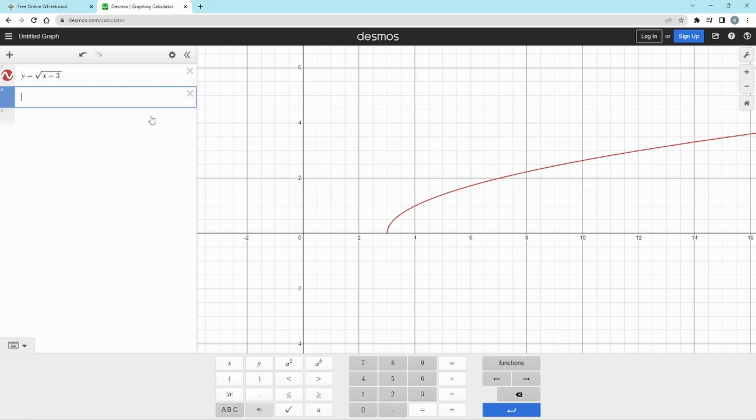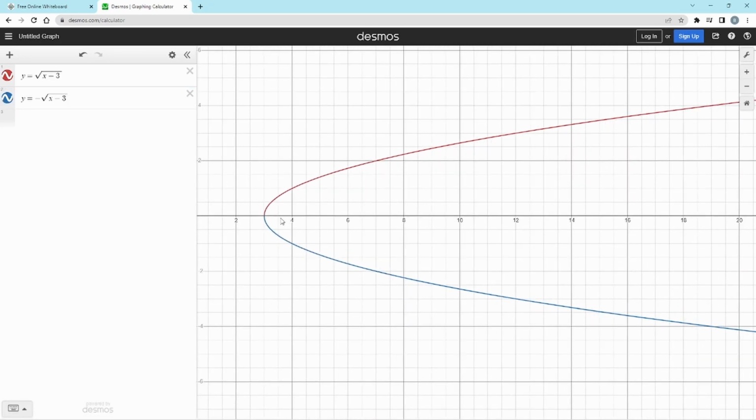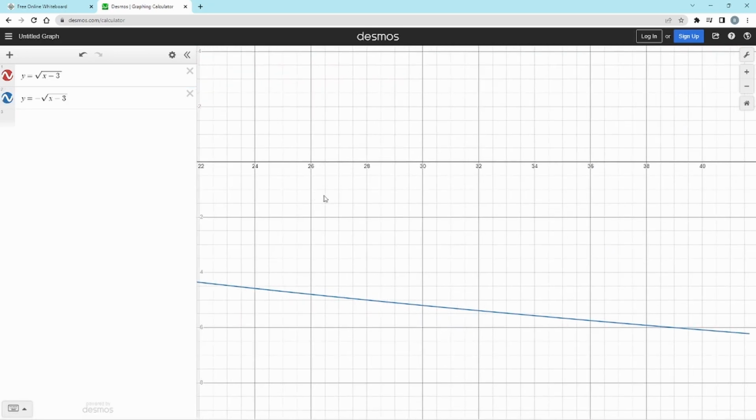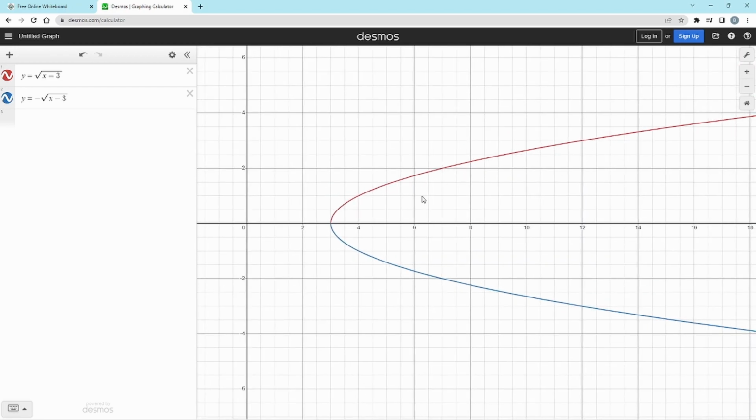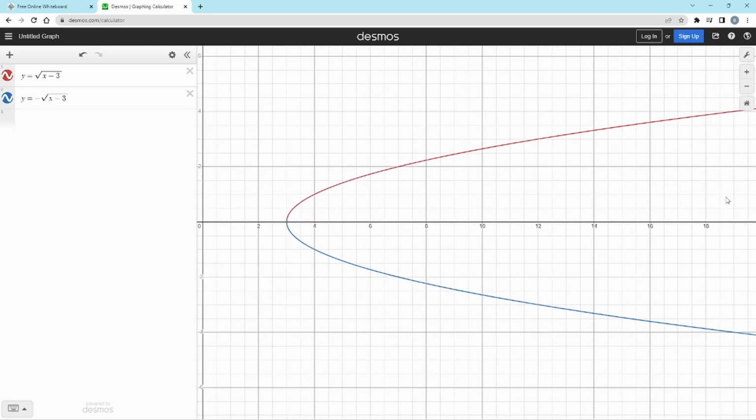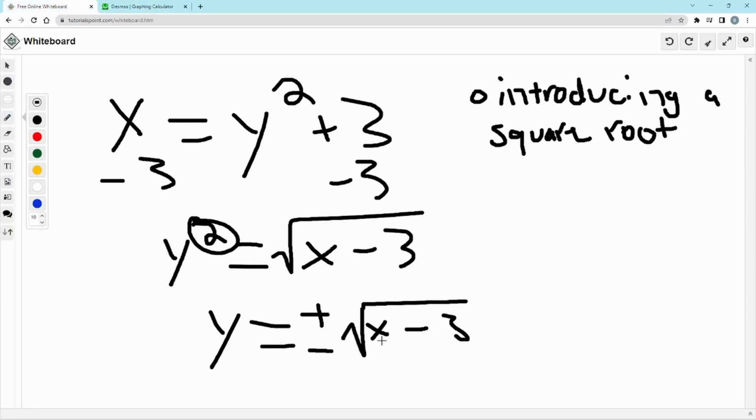And then over here we have y equals negative square root of x minus 3. Now that's just the inverse of this equation, so it's exactly the same as this, just flipped over the x-axis. So let's see. It does pass the horizontal line test, going right through here, but it does not pass the vertical line test, which makes this not a function or a one-to-one function, just a relation.